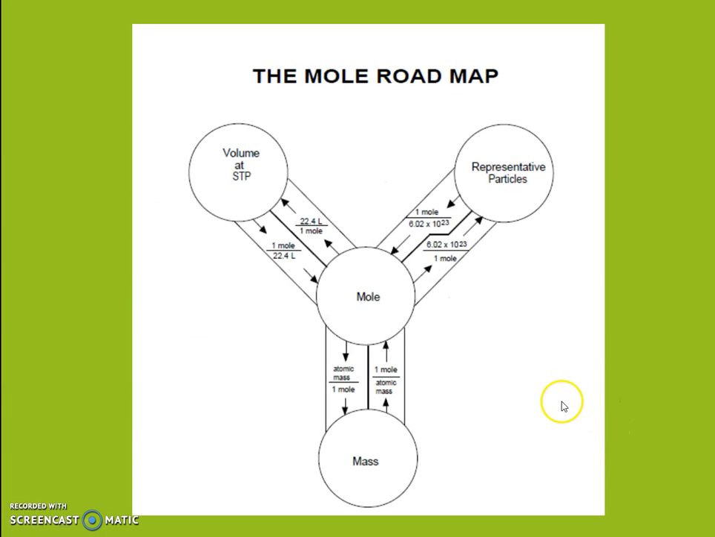Now, looking at our mole roadmap, remember that we can get at it 3 ways. We can get at a mole from volume at STP, and from the number of representative particles, atoms, molecules, formula units. Those will be at a later date that we'll work on those. And for today, we can get back and forth between moles and mass using atomic or molar mass.